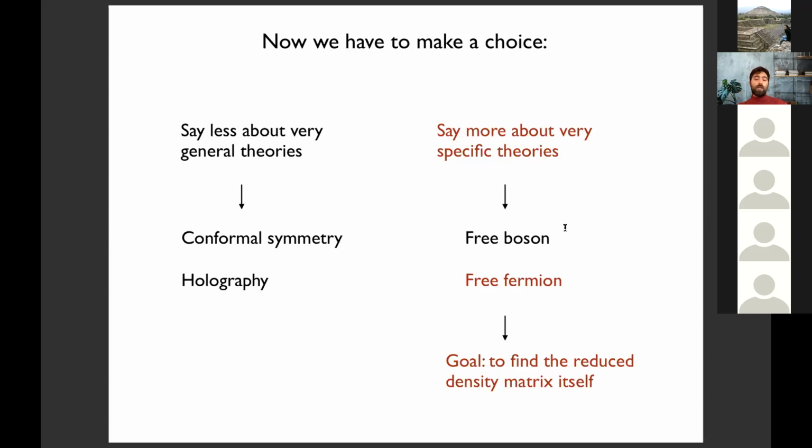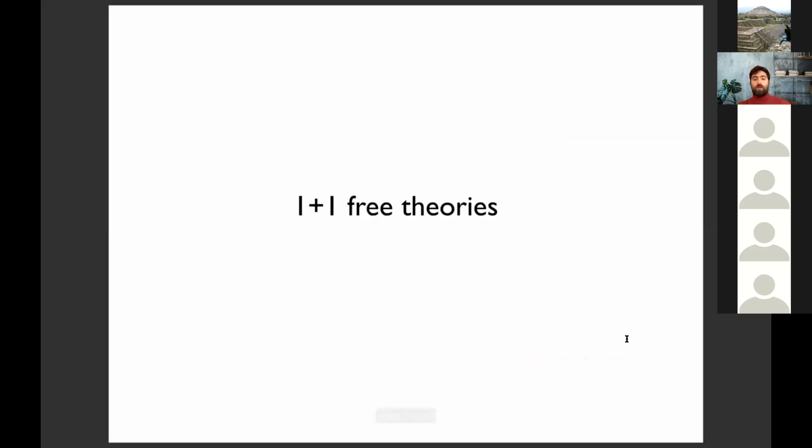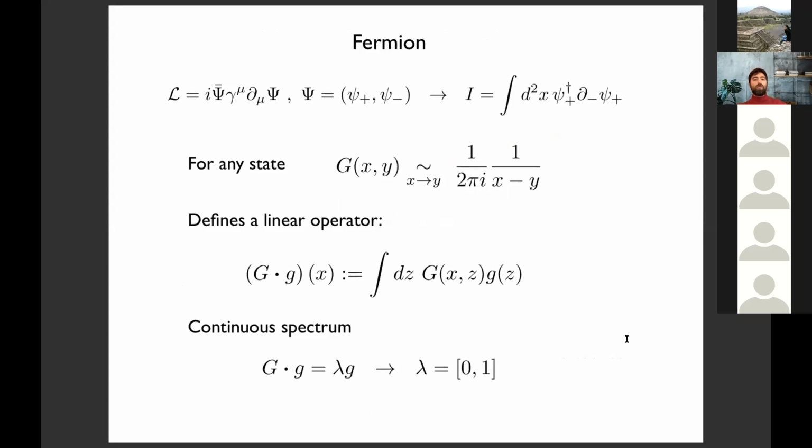Now, two cases that have been discussed and worked out quite a lot recently are of course the free theories, the free boson and the free fermion. And I'm going to focus on the second one, on the fermions. And basically the goal will be to find essentially the reduced density matrix itself. And then we can do several computations. So what can we do in free theories here for the fermion?